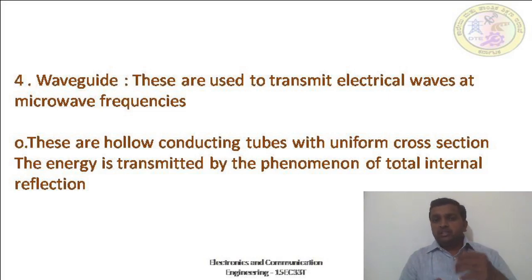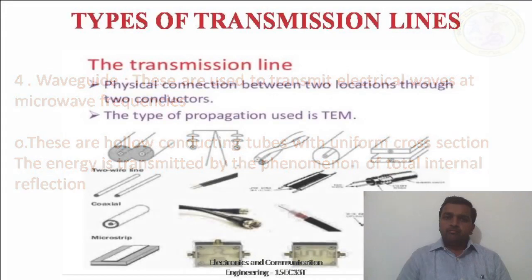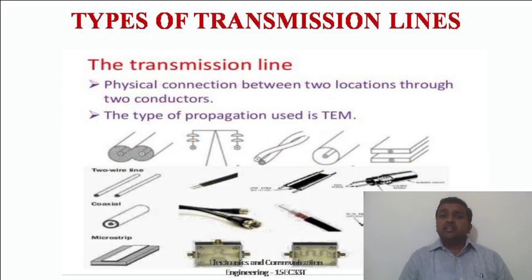I told you these are hollow conducting tubes with uniform cross section. The energy is transmitted by the phenomenon of total internal reflection, because since inside nothing is there, you are going to insert the energy from the inside at some critical angle. This phenomenon of total internal reflection, I'll let you know in the further classes. You can see here the types of various transmission lines in real time.